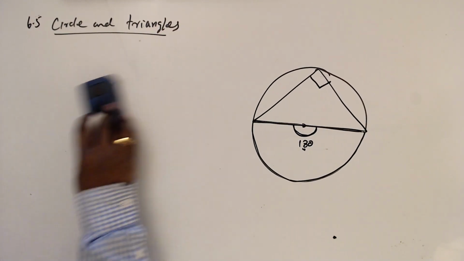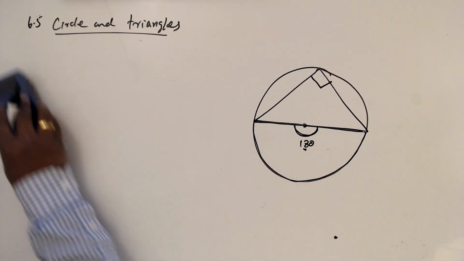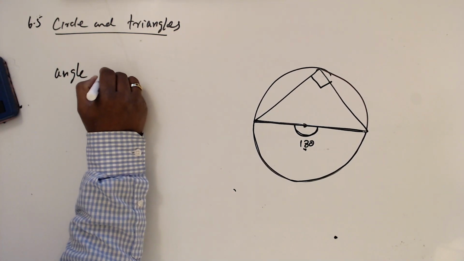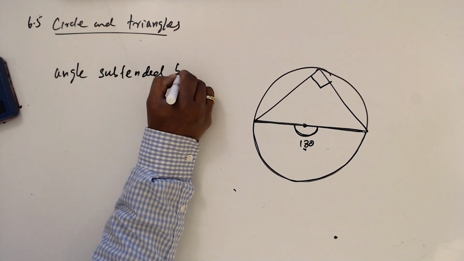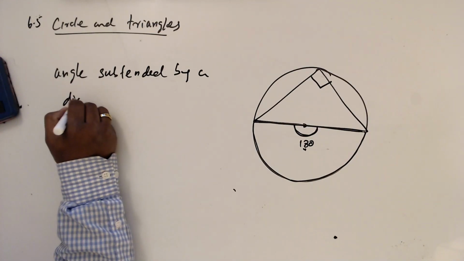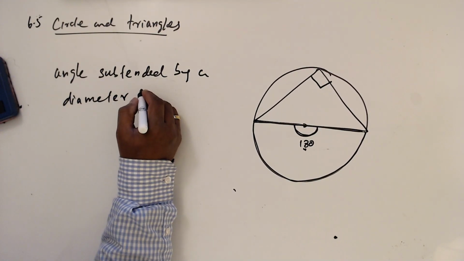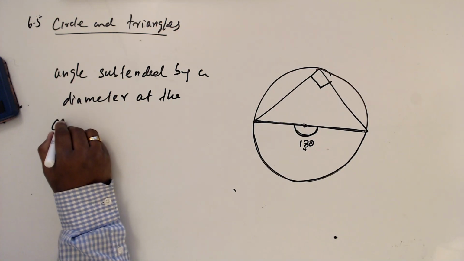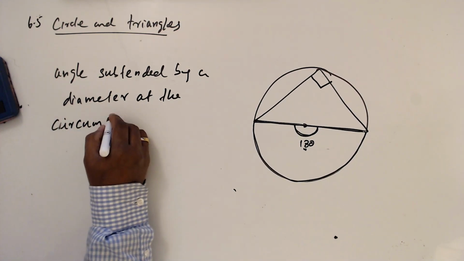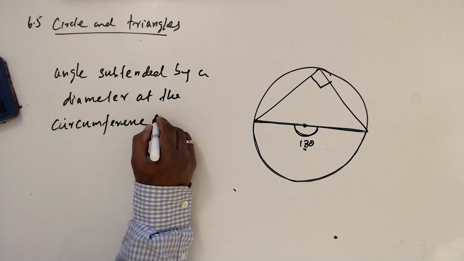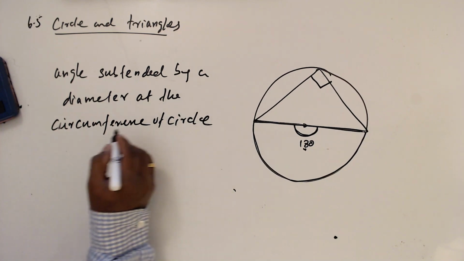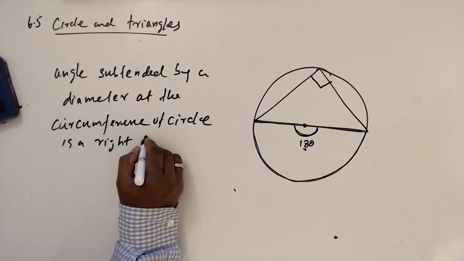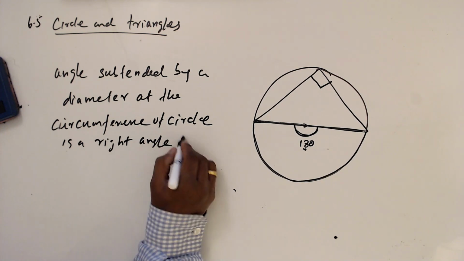So the angle subtended by a diameter at the circumference of a circle is a right angle. It means 90 degrees.